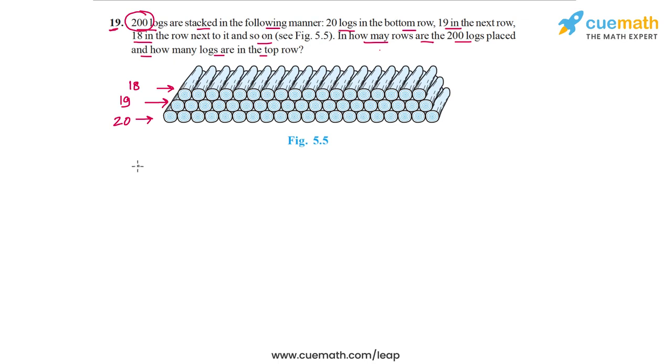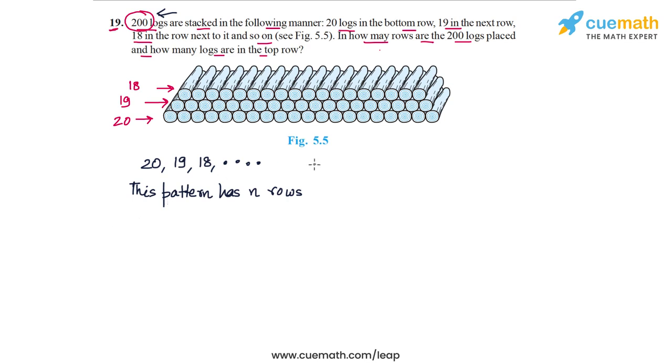If you think about it, the number of logs per row forms an arithmetic progression. So we have 20 in the first row, 19 in the second row, 18 in the third row, counting from the bottom, and this pattern continues. And for some number of terms of this arithmetic progression, the total number of logs will be 200. So we have to find how many rows there are. We will start by supposing that this pattern has n rows. This pattern continues for n rows, and we have to find the value of n.